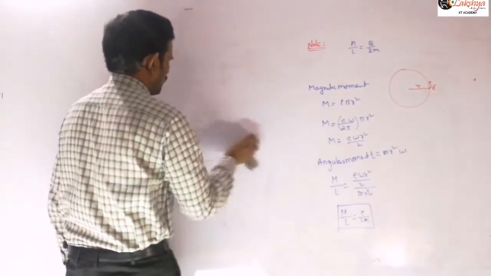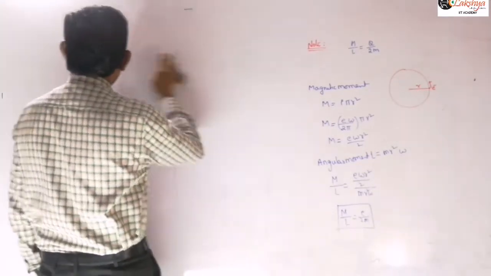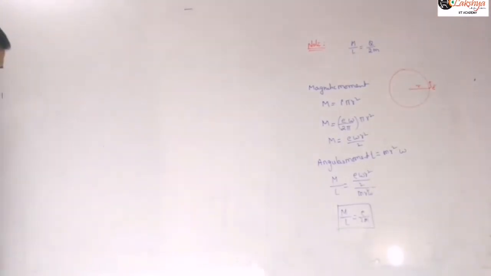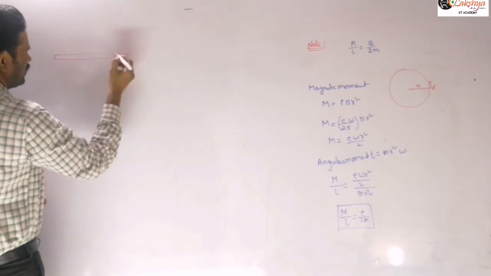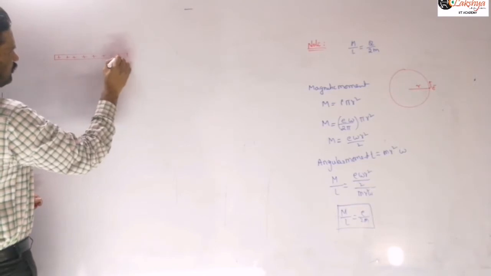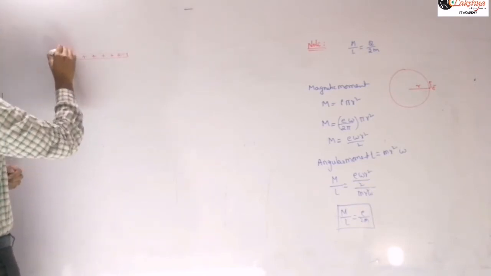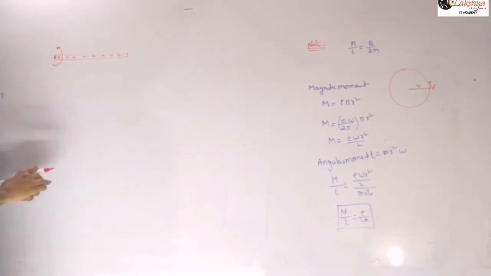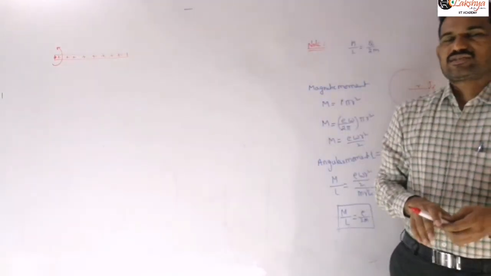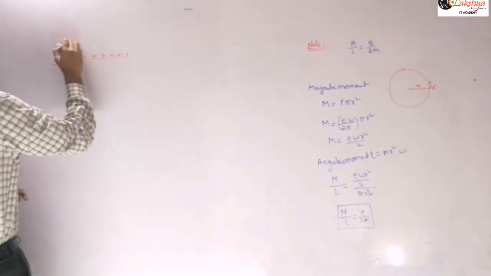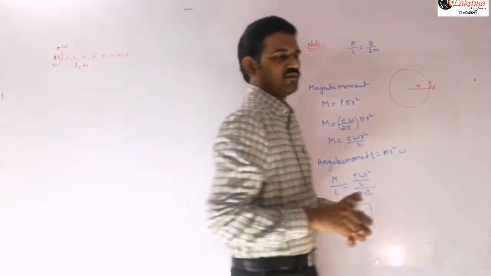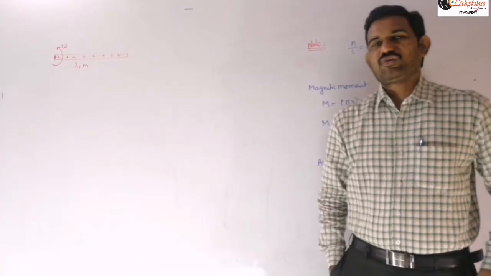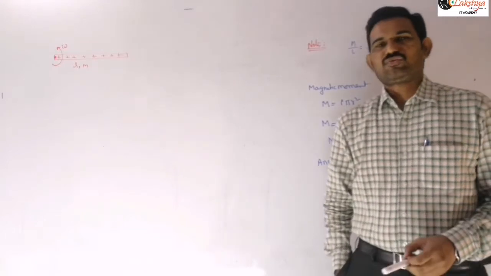So next write that problem. A charge Q is distributed uniformly on a rod of length L and mass M. If the rod is rotating about an axis passing through one end with angular velocity omega, then find the ratio of magnetic moment to its angular momentum.